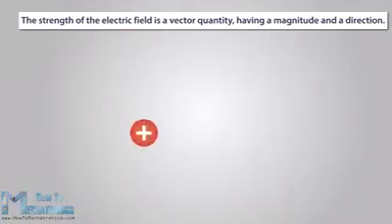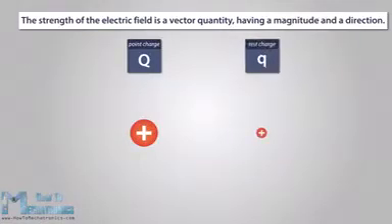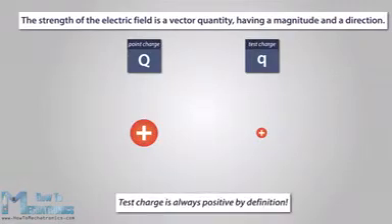Let's say there is a positive point charge, denoted by capital Q. In order to see the effect this charge has on other charges, we will bring in its sphere of influence a small positive charge, denoted by lowercase q. The reason we bring a small test charge is because we want a value that is independent of the size of the test charge and depends only on the field source and the distance from the source. A test charge is always positive by definition.